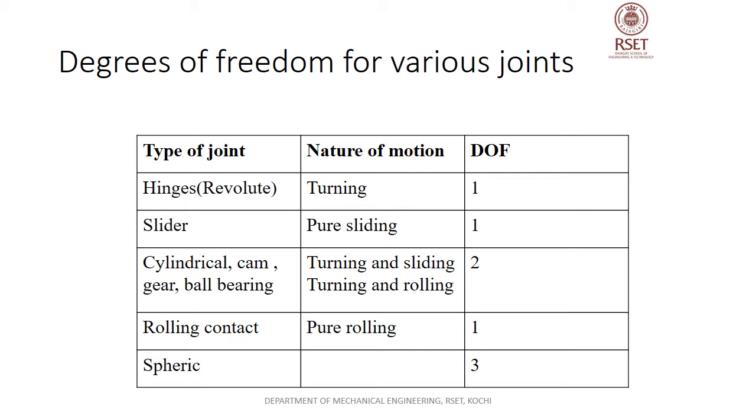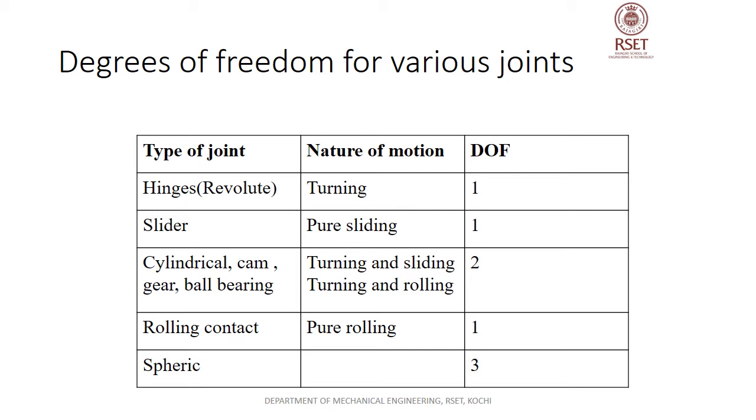If there is a slider and we consider it as a planar motion case, then if this is a pure sliding case, there will be only 1 translation motion, that is, 1 degree of freedom. For a cam, a gear, a ball bearing, in all these cases, if it is pure rolling, then the degree of freedom is 1. If there is a chance that it can slide due to lack of friction, then there are 2 degrees of freedom. That is, due to lack of friction, it may sometimes slide instead of turning, so both turning and sliding are possible. In a pure rolling contact, no sliding is there, so we can say it has 1 degree of freedom.